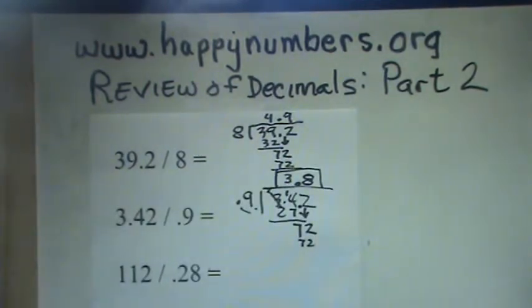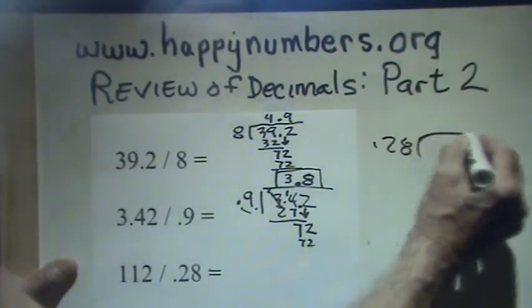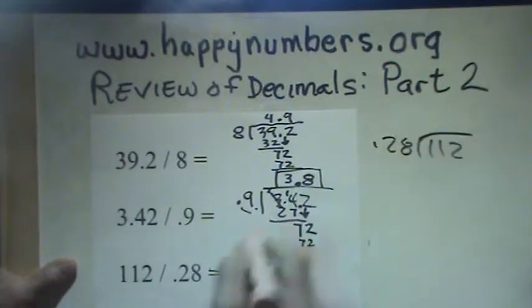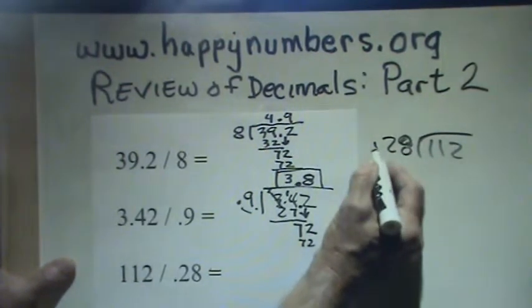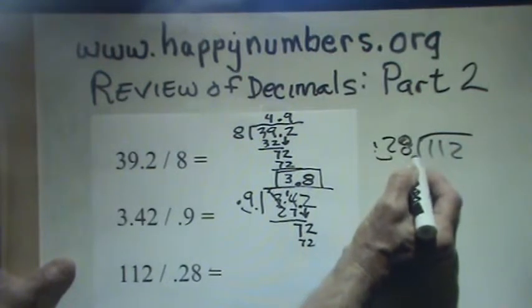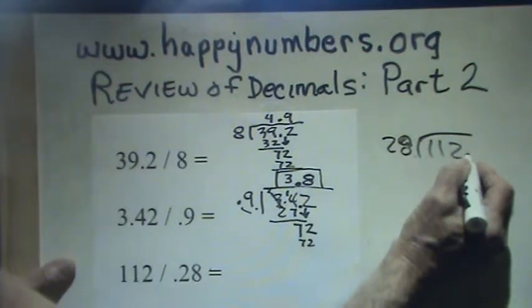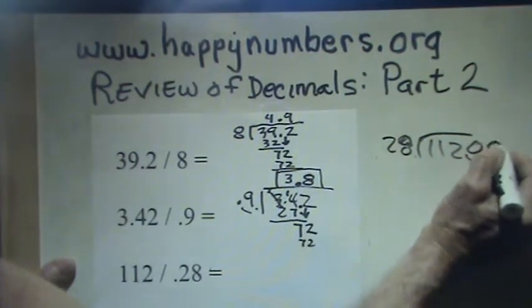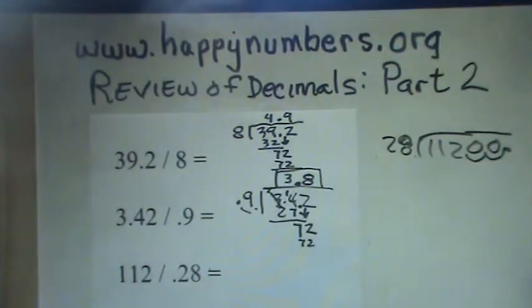Our last problem was dividing a decimal into a whole number. I'll do that over here. So 28 divided into 112. Well, here we have to move this 2 places, 1, 2, over to here, but we don't really write it. And we have to move this 2 places, 1, 2, so that we're over here. And now we do our division.